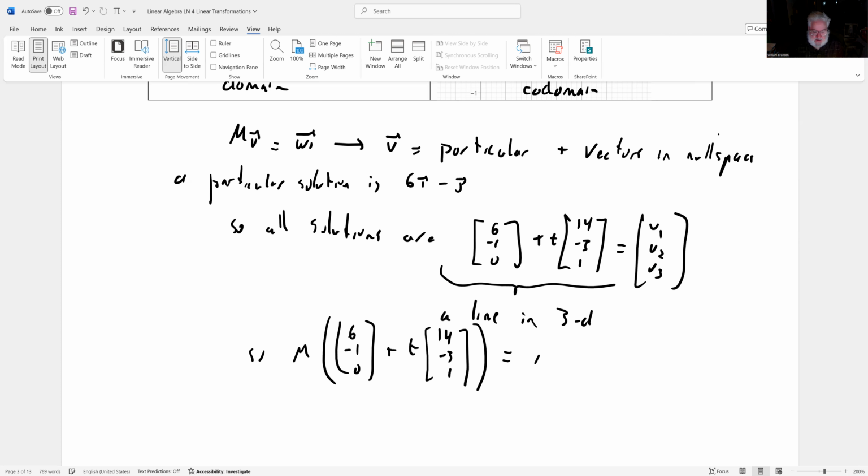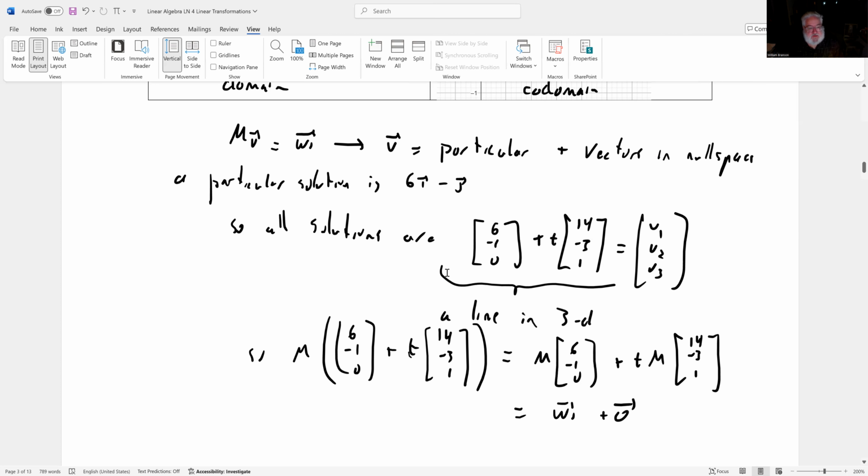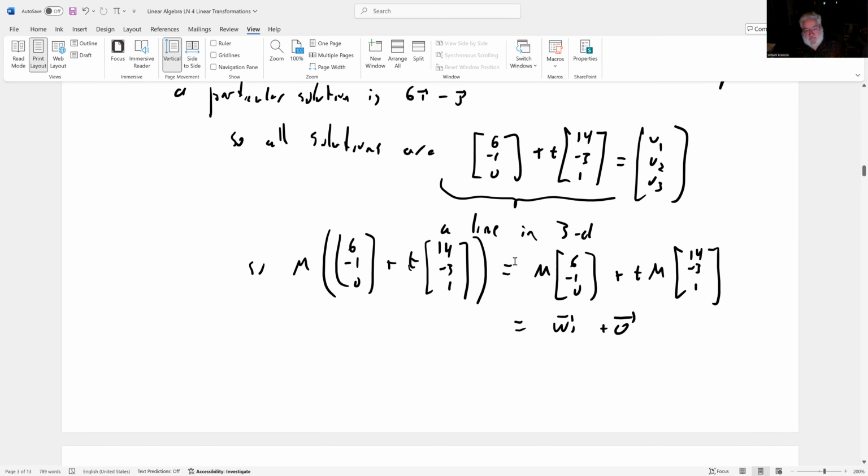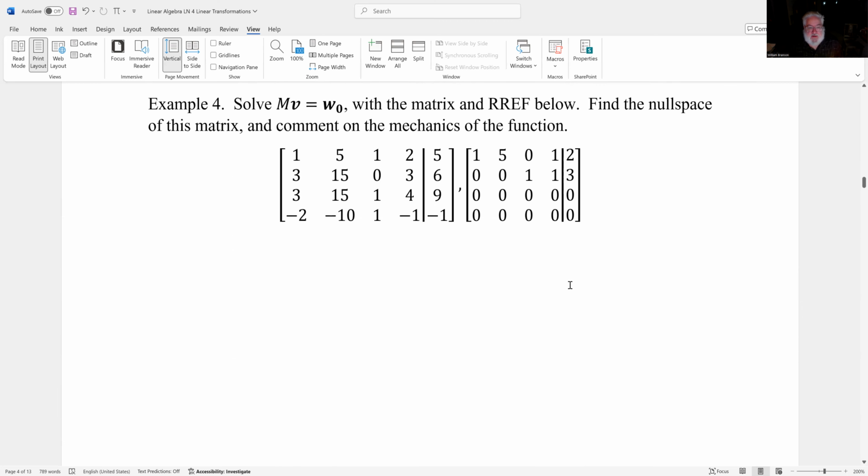Well, that's the same thing as the matrix M times (6, minus 1, 0) plus M times this, but t is a scalar, so that can factor out. And you get w0 because this is our particular solution. And then this is just M times something in the null space, so that's 0. So the structure of solutions is generally a particular solution plus the null space.